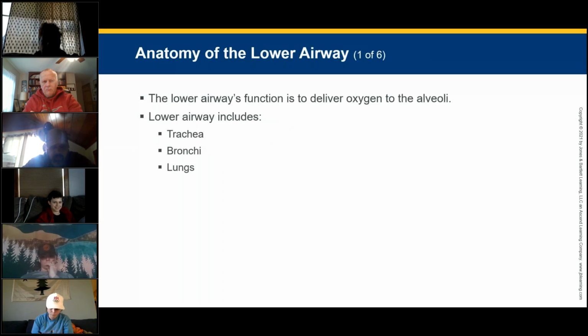The anatomy of the lower airway. So the primary function of the lower airway is to deliver the oxygen to the alveoli. And your lower airway includes your trachea, your bronchi, and your lungs.